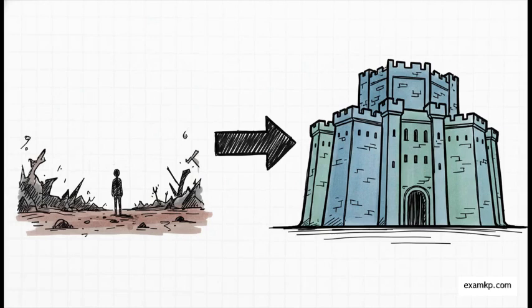Hobbes had a much darker view than Locke. He believed that without a super strong, all-powerful government to keep everyone in check, life would just be a constant, chaotic war of everybody against everybody. That's his main argument for why we need a powerful ruler.